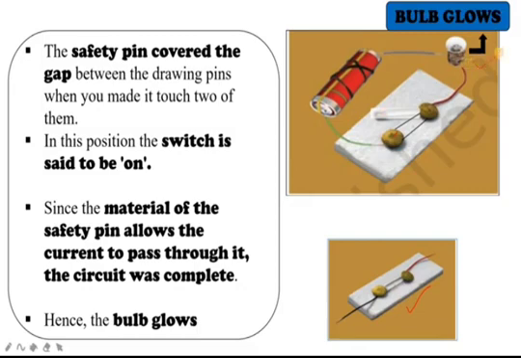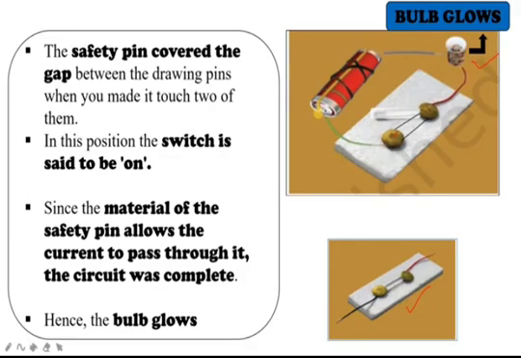Once the safety pin is in the open mode, the electric current cannot pass through to the next terminal of the battery, and the bulb does not work. So the safety pin covered the gap between the drawing pins when you made it touch both of them. In this position, the switch is said to be on.